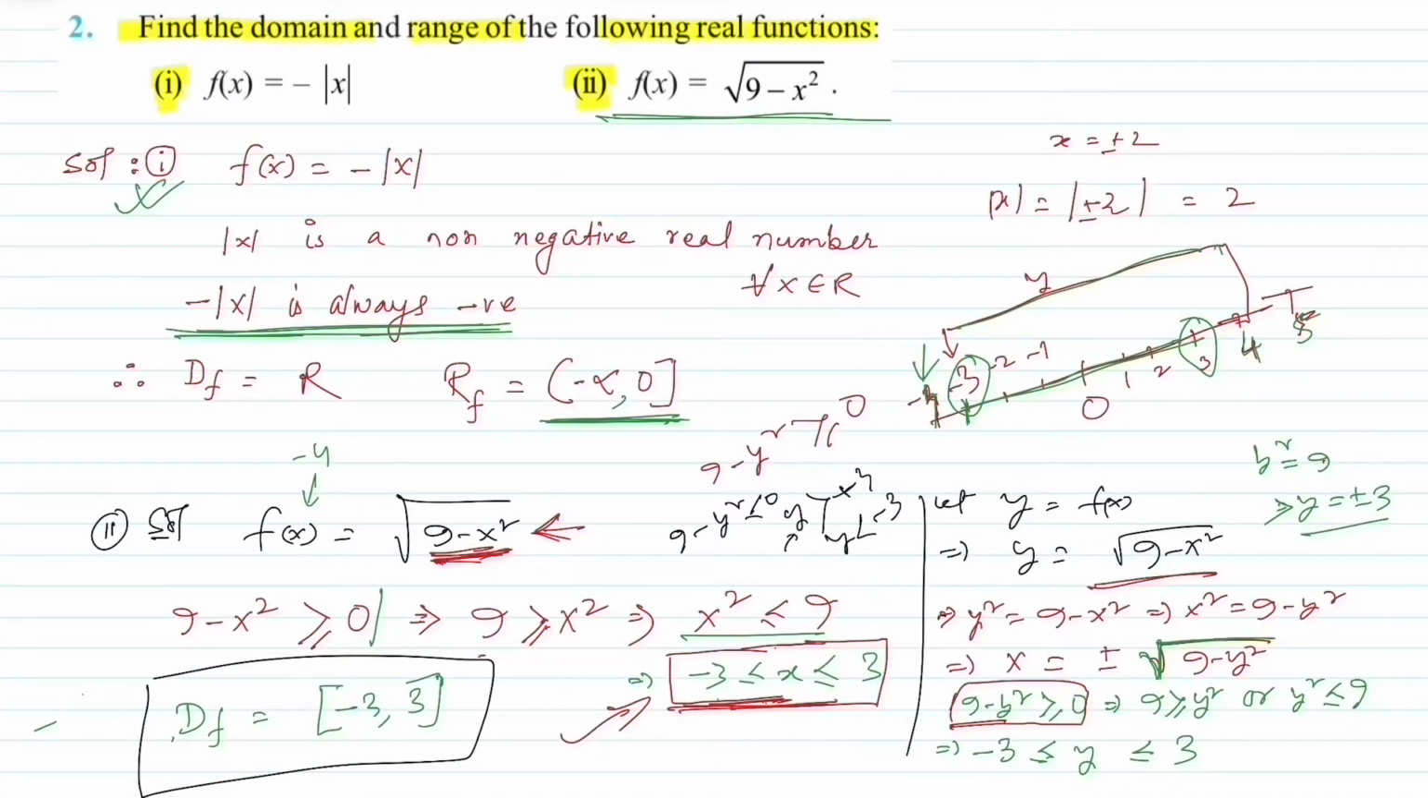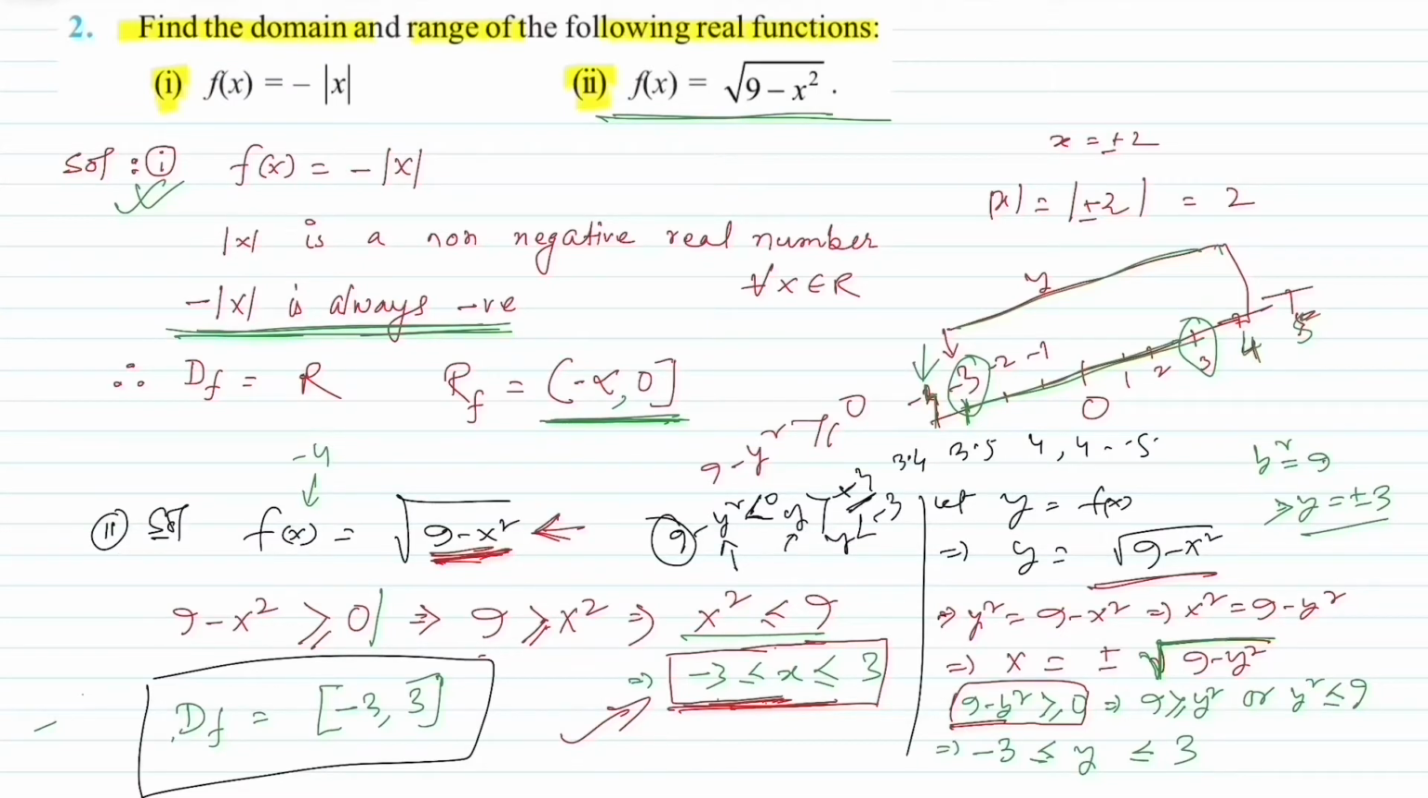If you put any values of y which is greater than plus 3, it may be 3.4 or 3.5 or 4 point something or 4.5, then this y square is going to be greater than 9. In that case, 9 minus y square will be less than 0.